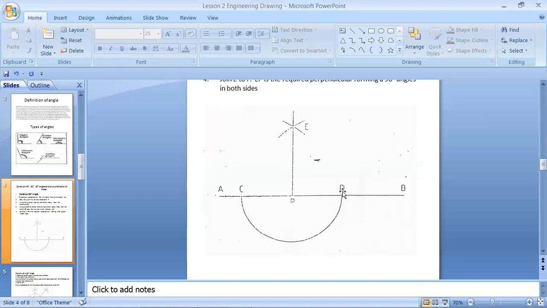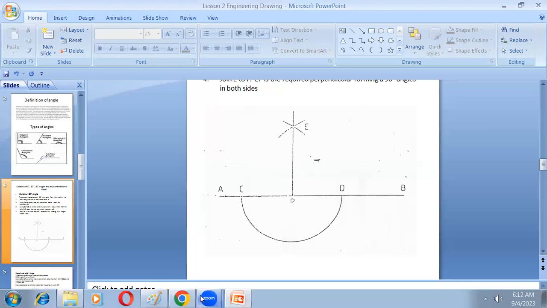When the arc intersects these 2 points, what we do is just open the compass, or you can keep the same compass opening, stand here and mark this arc, then move the compass to C and mark this other arc. And then you draw the line, right? Draw the line from P to the 2 intersecting arcs, and that angle formed here would be a 90-degree angle.